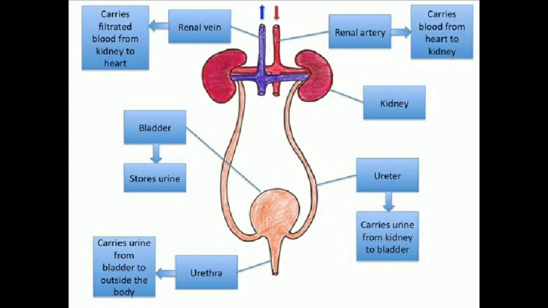And the urethra is a tube. The urine collected in the bladder is passed out from the body through this urethra.